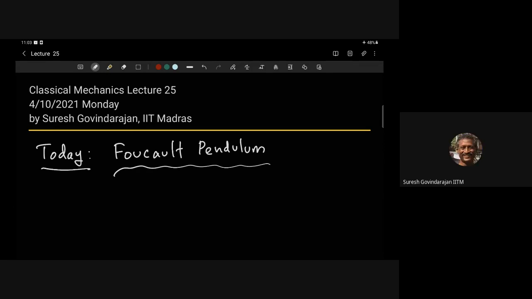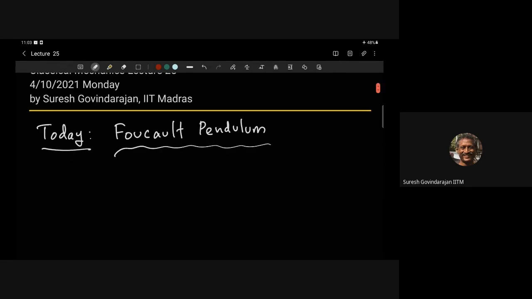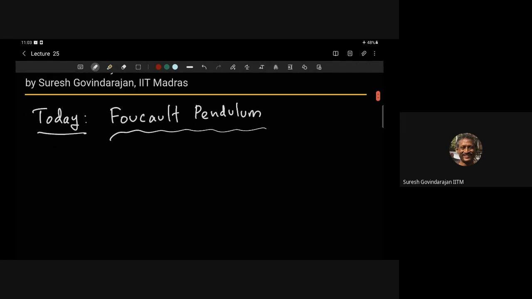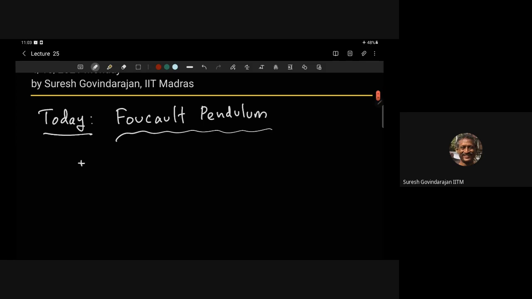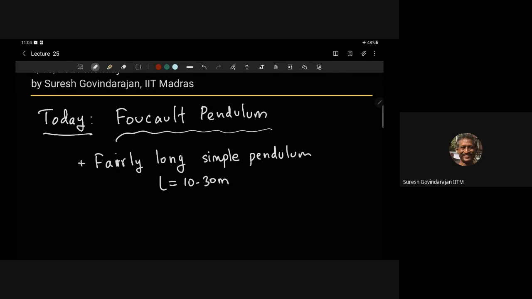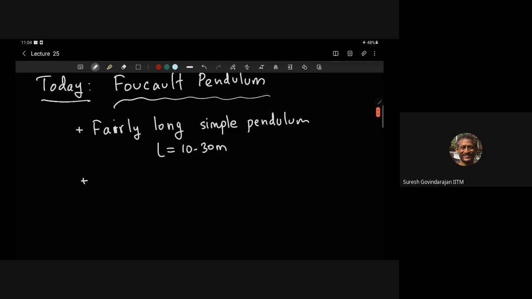Okay, so good morning. Today we will study a very interesting take on the simple pendulum, which is the Foucault pendulum. So what is this? It's just a fairly long pendulum. Long means the length is of the order of tens of meters, maybe 10 to 30 meters. It's fairly long, and we will still stick to simple small oscillations.